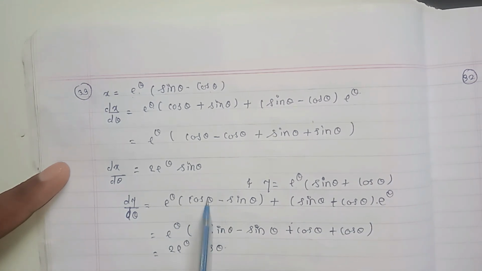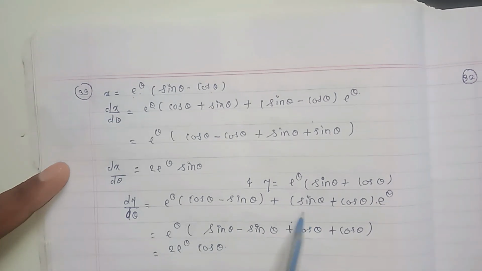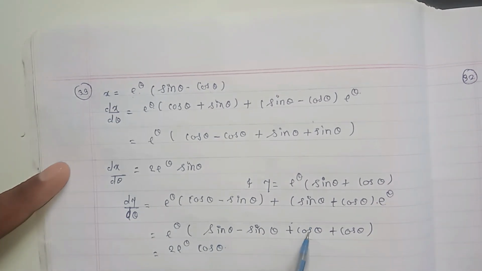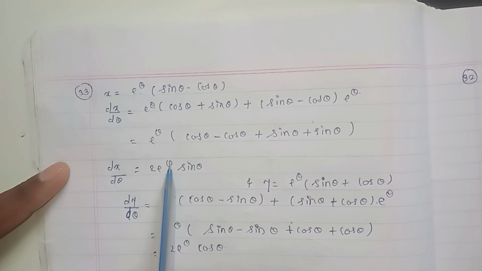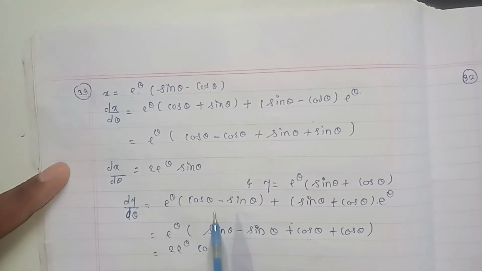Now take these terms together. We can see here negative sine theta and positive sine theta get cancelled, then only cos theta plus cos theta will remain. So 2 times cos theta, and e raised to theta as it is. Similarly dx by d theta is 2 times e raised to theta sine theta here. So our main task was to find dx by d theta and dy by d theta, and it is completed here.